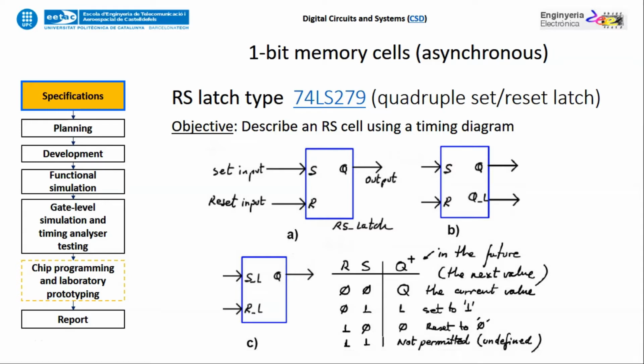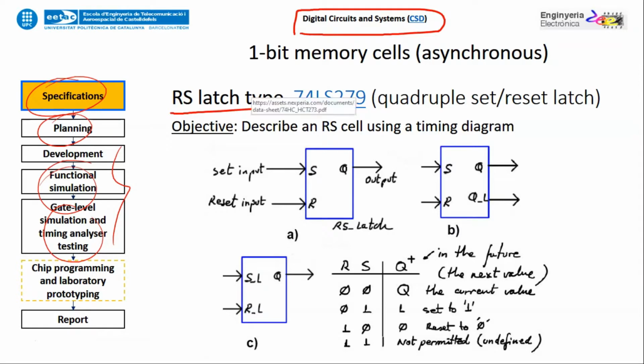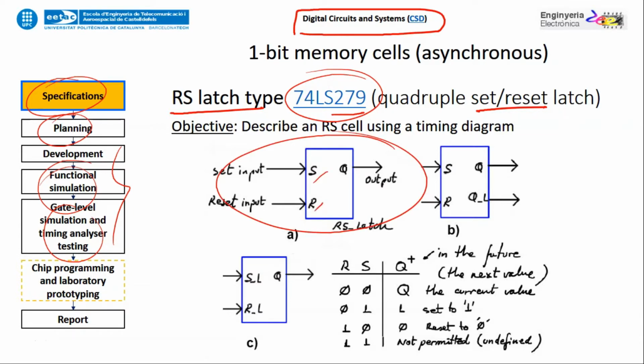Hi, this is the first of several videos on digital circuits and systems about specifying, planning, developing and testing a typical RS latch, the 74LS279, a set-reset latch. It can have several symbols, the typical one where R and S are active high. Then there is this other one that includes the output Q not as another possible output.